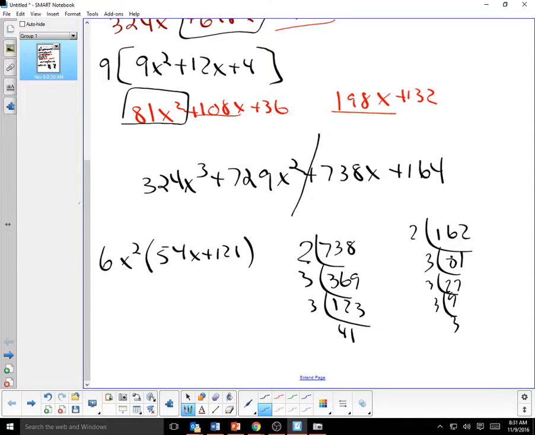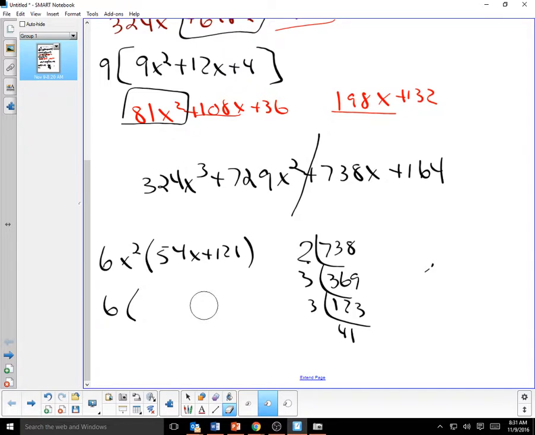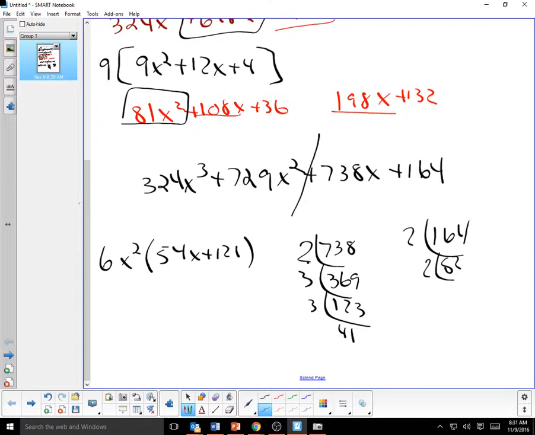It's also 6, right? So let's see here. If I factor out 6, I'm going to get... Why'd you divide 162? Why did I divide it? Isn't it 164? So once. Ah! Thank you. So 164 divided by 2. 82 divided by 2 is 41.